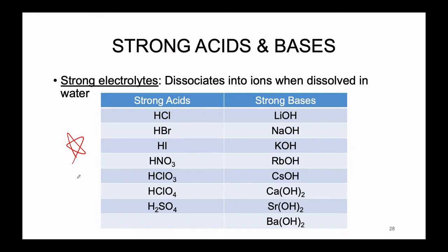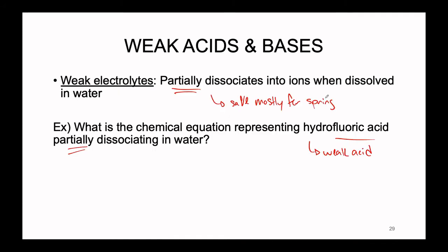This list is an exhaustive list. These are the 7 strong acids and the 8 strong bases. These are it. So if you come into contact with an acid that is not on the strong acid list, or if you come across a base that is not on the strong base list, they will be weak acids and bases, period. And so since hydrofluoric acid was not on the list, we can conclude that it is a weak acid.